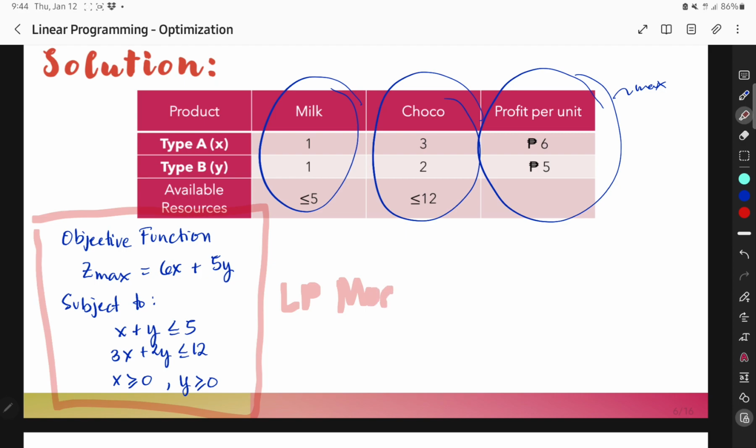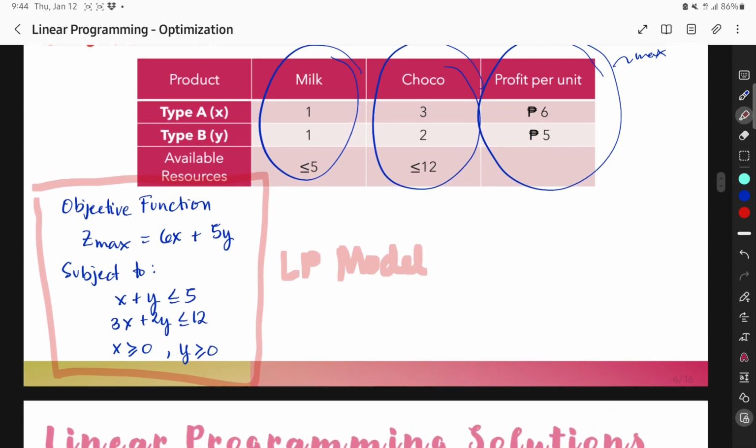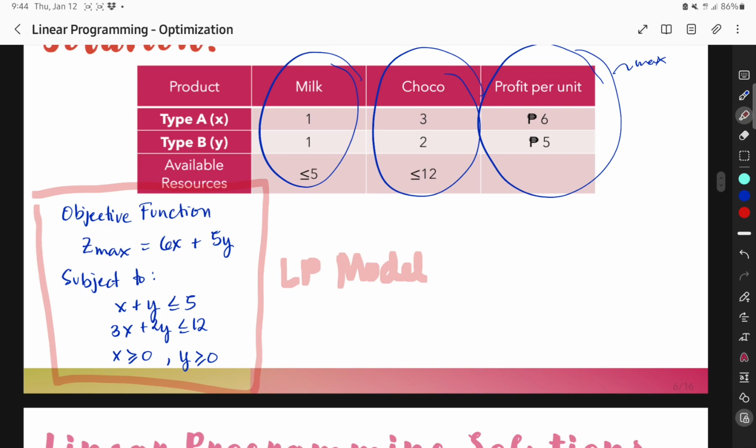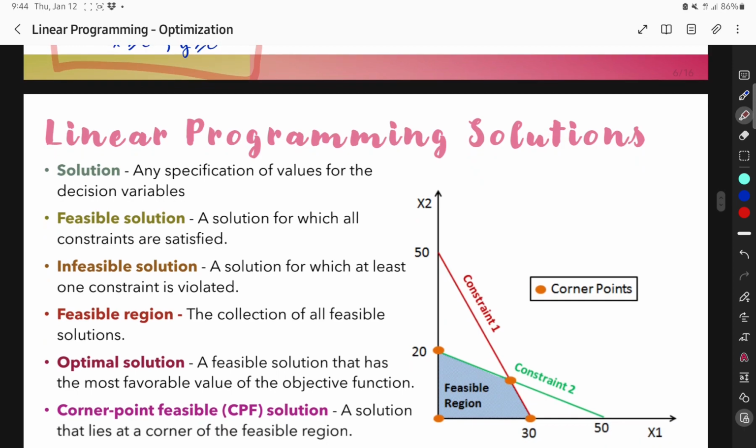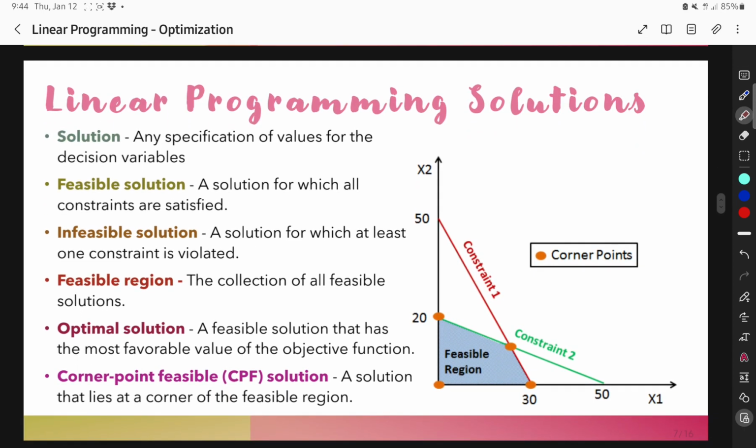Okay, so in the exam, if you will be asked to write the linear programming model of the problem, that is the answer. Okay, now, once you have the LP model, you can now start solving for the optimal solution. But before we go on with that, let's define some terms, no? So when we say solution, these are the values of your x and y that would satisfy your constraints. And then we have the feasible solution.